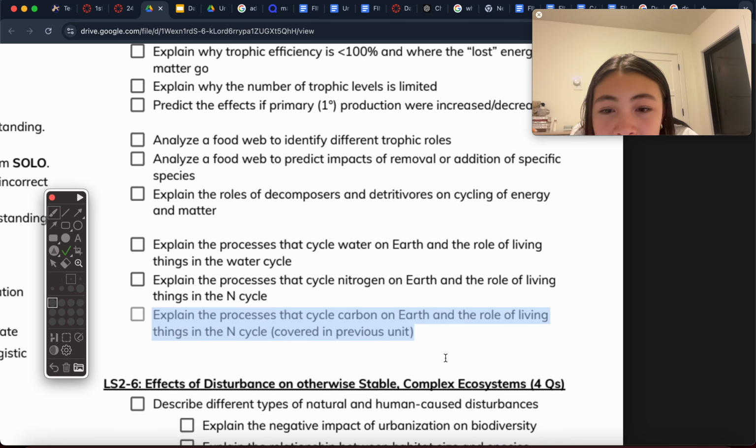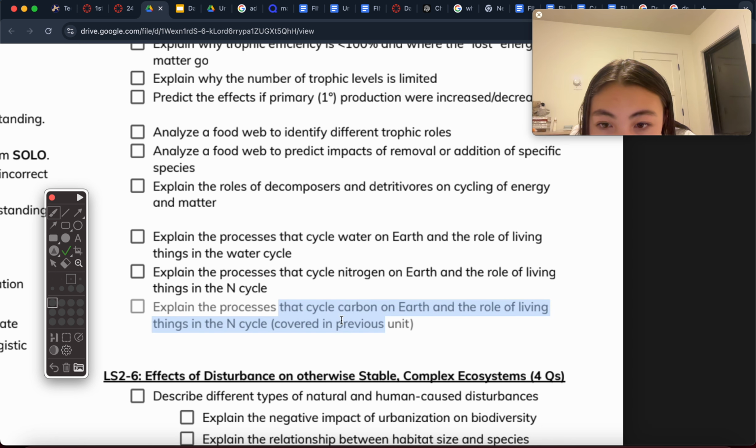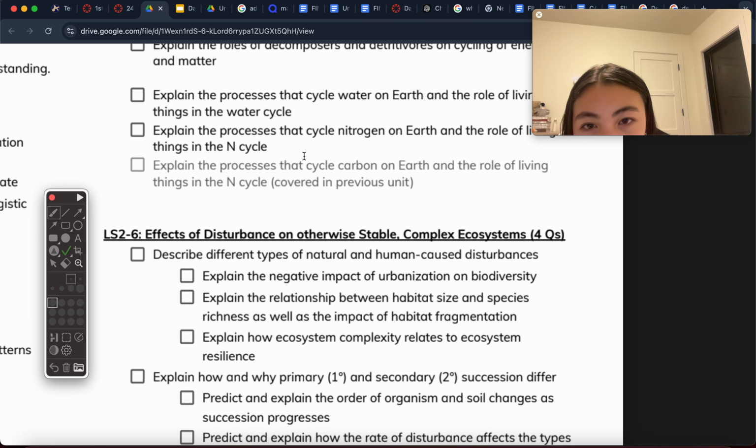Covered in previous unit. Explain the processes that cycle carbon on Earth and the role of living things. Carbon. I forgot the cycle. Explain the processes that cycle carbon on Earth and the role of living things. And yeah, we already did that. That's literally what I did.